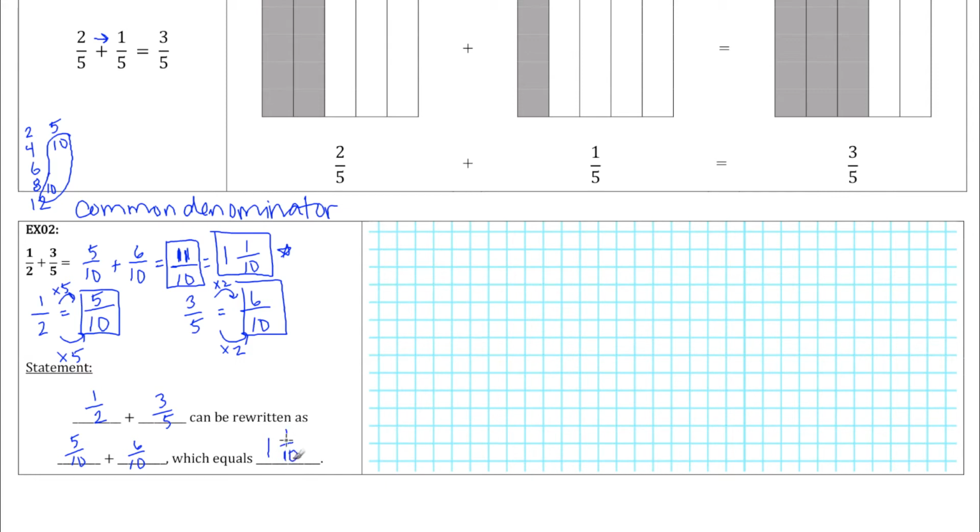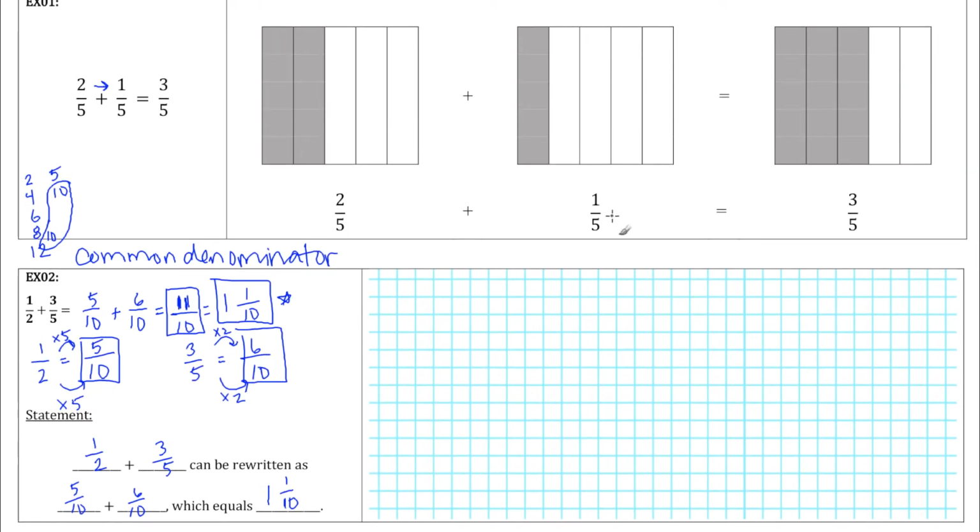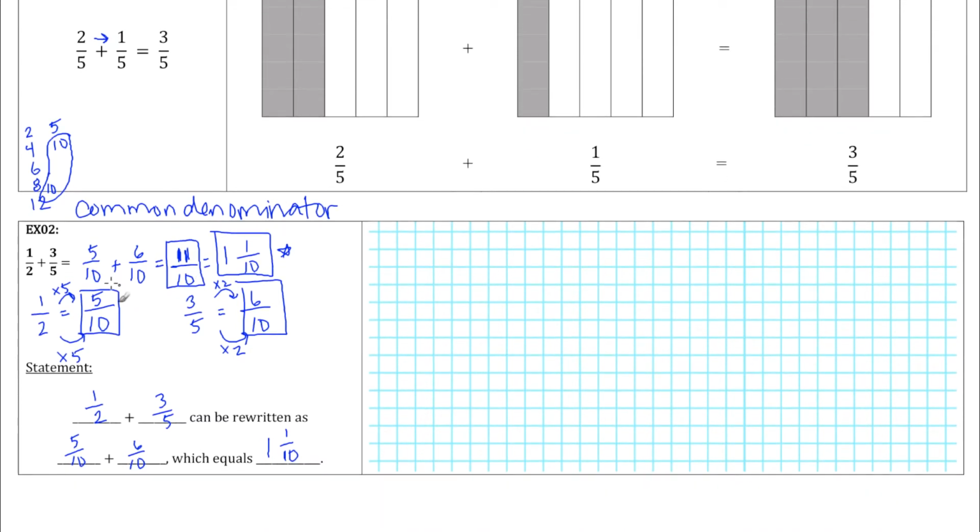Now the question is, how do we do this using a picture? In the above example, there were fifths and fifths, so we could just draw a bunch of fifths. But in this one, they have halves and fifths. I want you to pay attention. Really look at this 2 and the 5. We have halves and fifths.